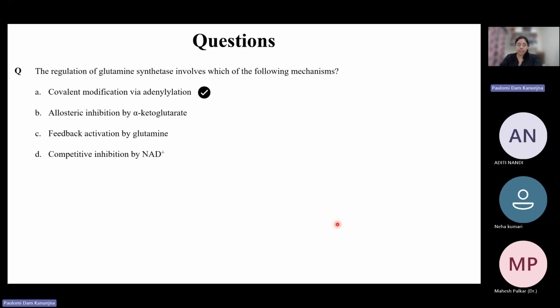Right. Next. The regulation of glutamine synthetase, we have discussed this topic. Glutamine synthetase regulation involves which of the following mechanisms? Do you have covalent modification by adenylylation? Do you have allosteric inhibition by alpha ketoglutarate? Do you have feedback inhibition by glutamine? And do you have competitive inhibition by NAD+?